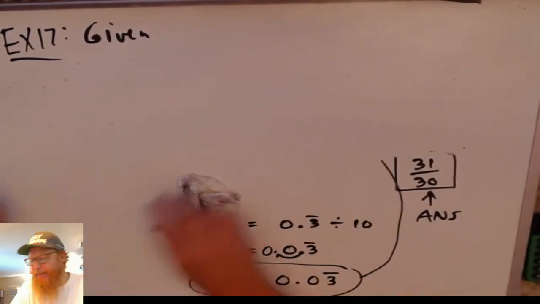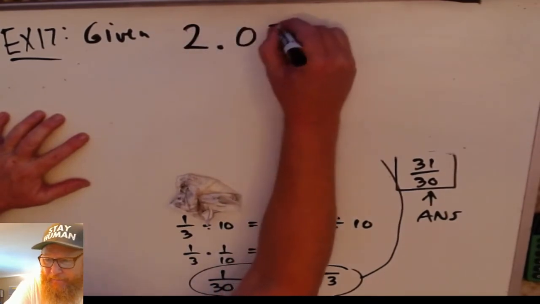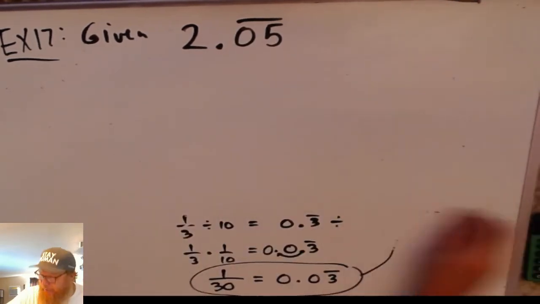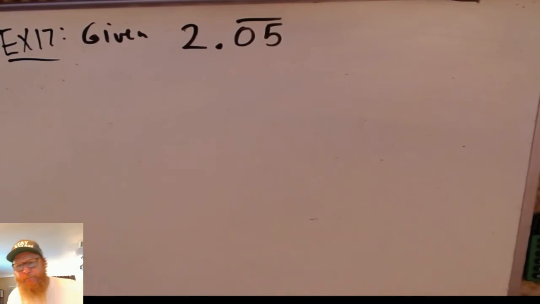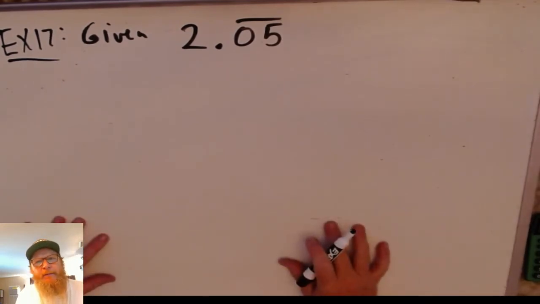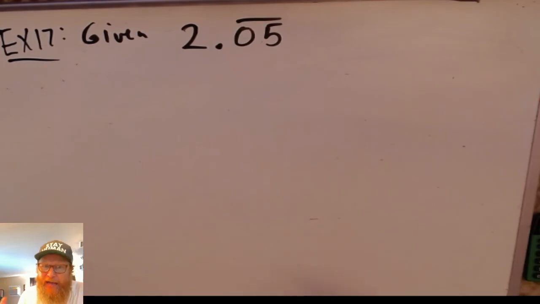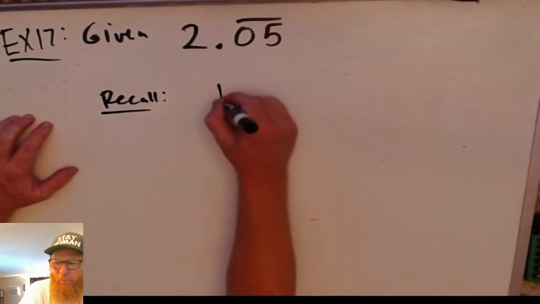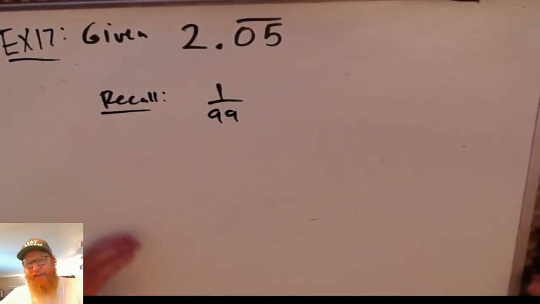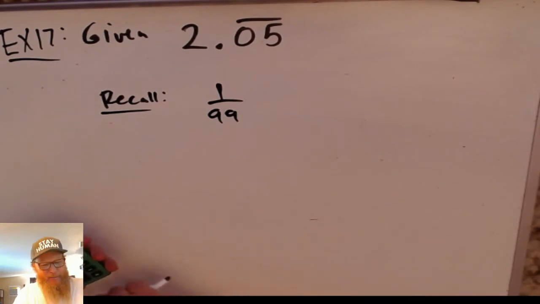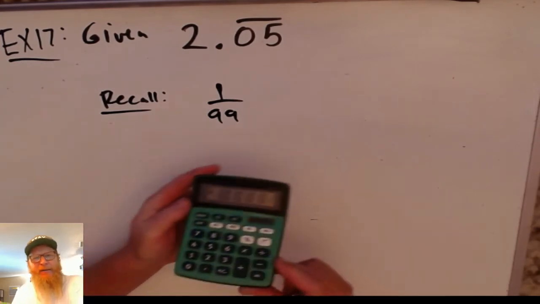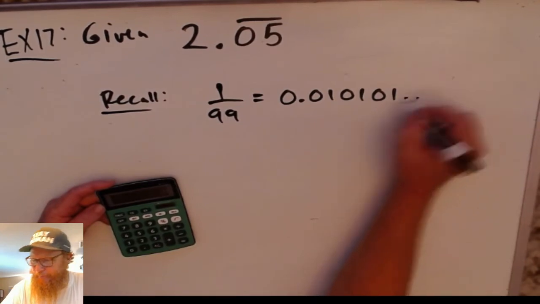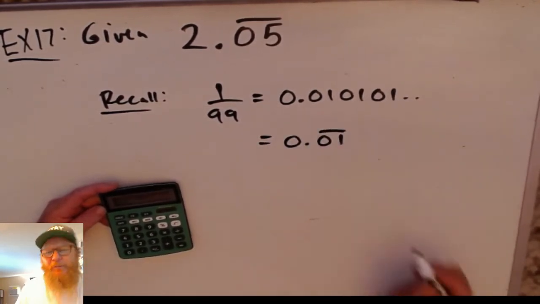Let's try one where the digit actually repeats, something like 2.05050505050505 forever and ever. All right. Again, you need to have a recollection, right? 1/99th is 0.1010101, or 0.1 with a bar.